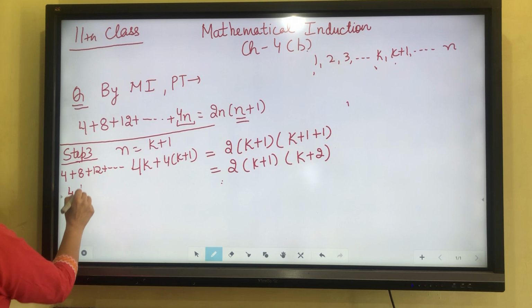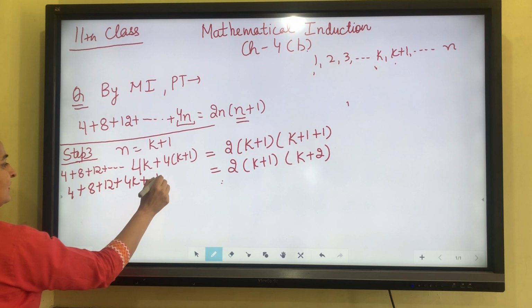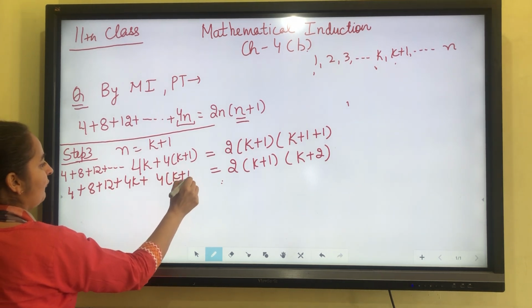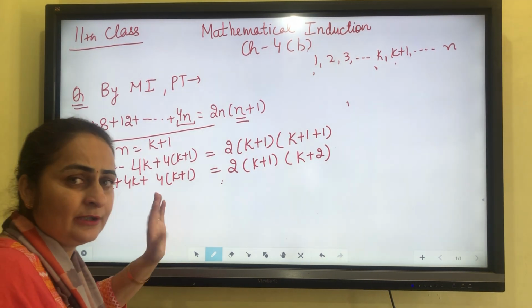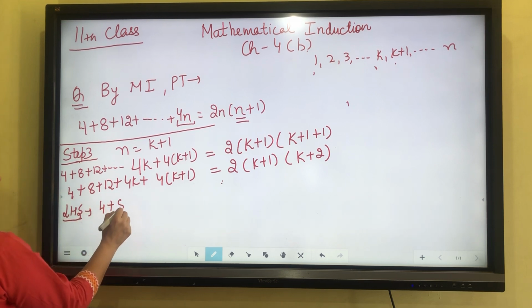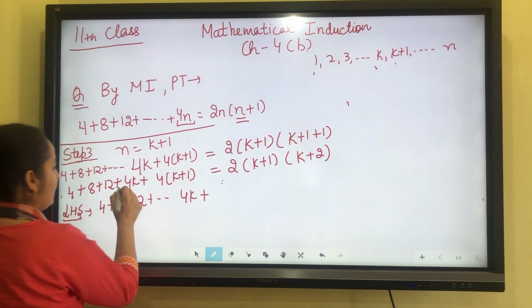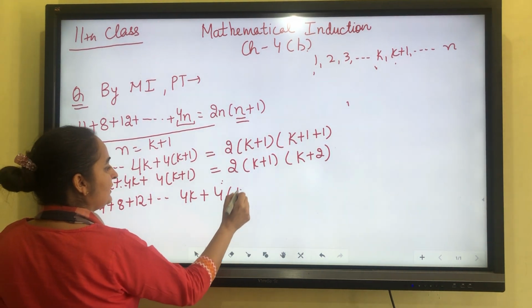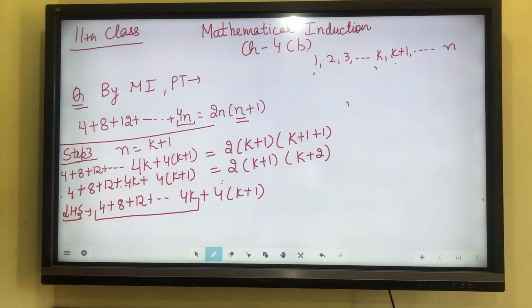Now, the third step is the solution step. You have to show that the left hand side of the result is equal to the right hand side. And we have to solve only the left hand side here. Now, I am solving the left hand side. Let's check. First term is 4, second is 8, third is 12, kth is 4k and k plus 1 is 4 into k plus 1. And this is the second step. You will check at the back.